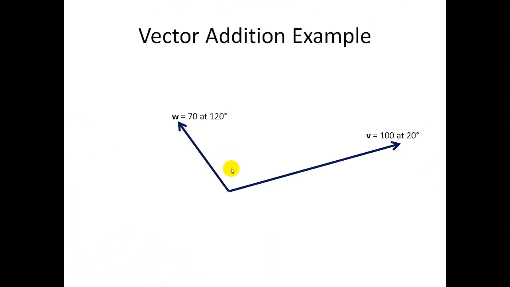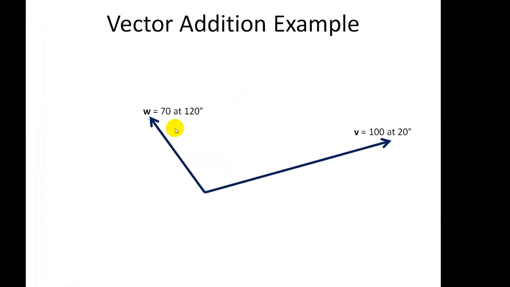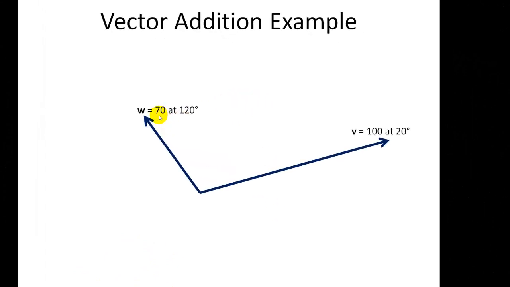Let's go ahead and do an example of this. Let's use the previous example, which we used for a graphical solution, where the vector v is 100 magnitude at a direction of 20 degrees. The vector w is 70 magnitude at a direction of 120 degrees. And we want to find out what v plus w is. Now, we already kind of determined it graphically by moving w over to the end of v. But we want to find precisely what the magnitude and direction are, so we want to use an analytic solution here.